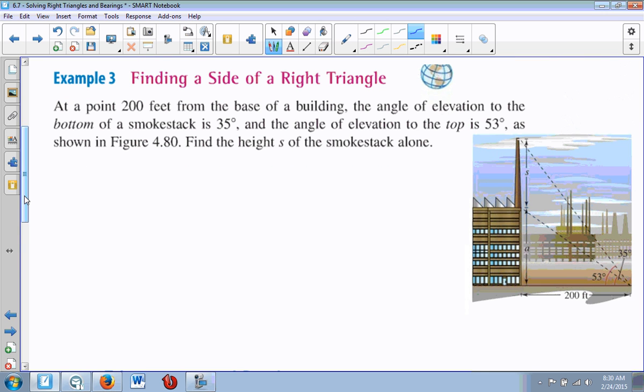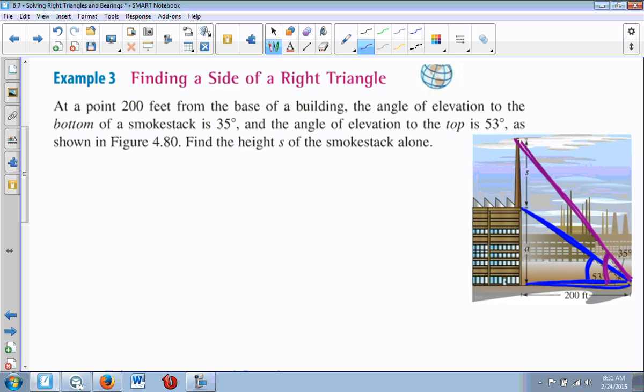is at a point 200 feet from the base of a building, the angle of elevation to the bottom of a smokestack is 35 degrees. So here's your 200 feet. It says angle of elevation from the bottom is the 35 degrees. So this angle right here is 35. Then it says the angle of elevation to the top is 53. So the 53 is the entire angle. So blue would be the 35 and purple would be the 53. It says find the height of the smokestack.